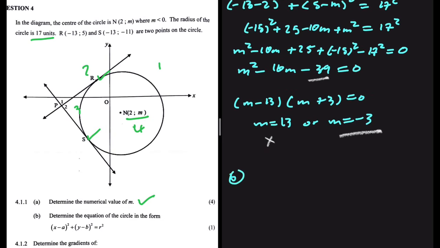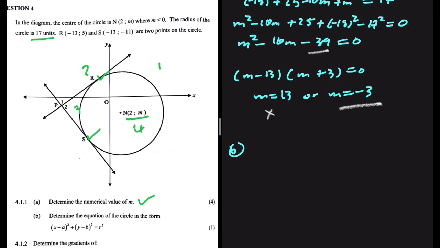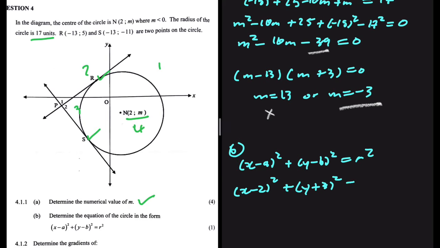The question that follows, we're supposed to determine the equation of the circle in the form (x minus a) squared plus (y minus b) squared is equals to r squared. We have all we need to set up this equation. We're going to have (x minus 2) squared plus (y minus minus 3), so it is just (y plus 3) squared being equals to r squared. We know that our radius is 17 units. So we're going to have 17 squared. What is 17 squared? That is 289.